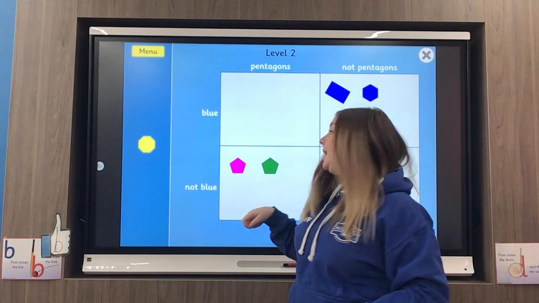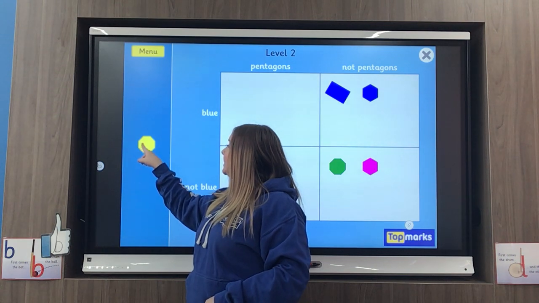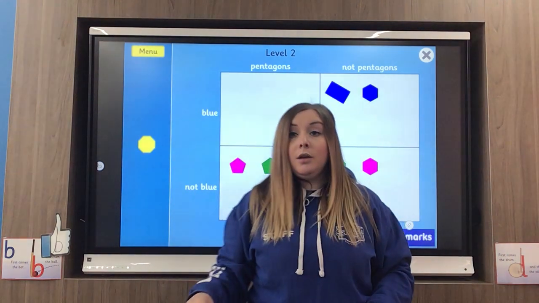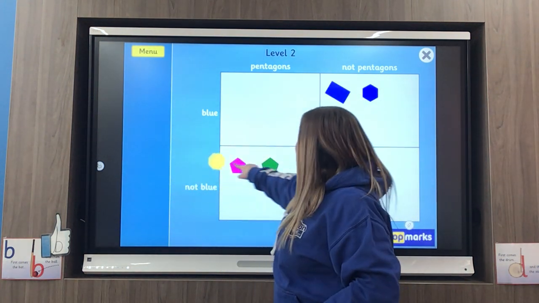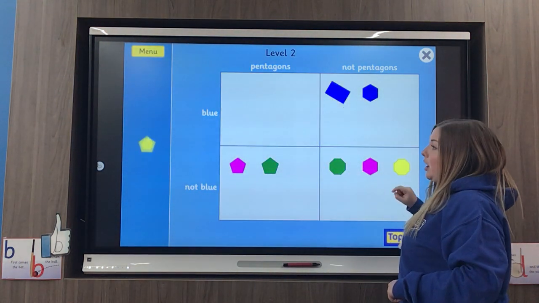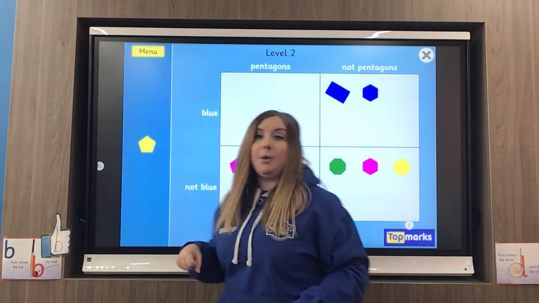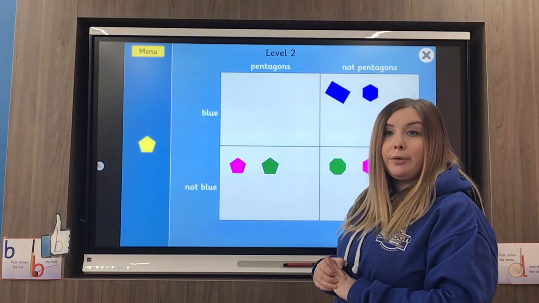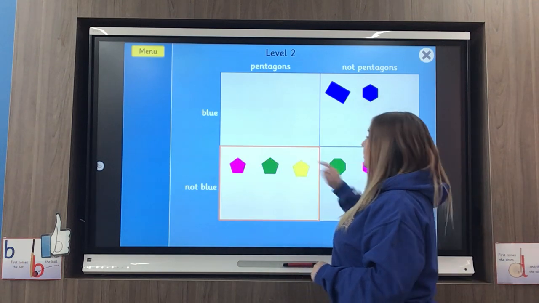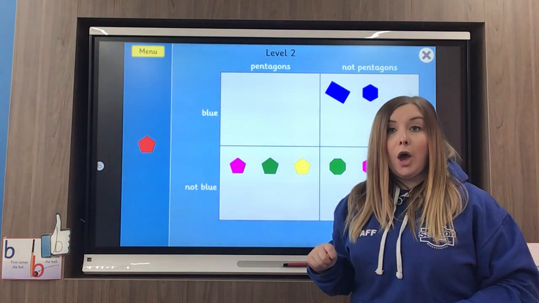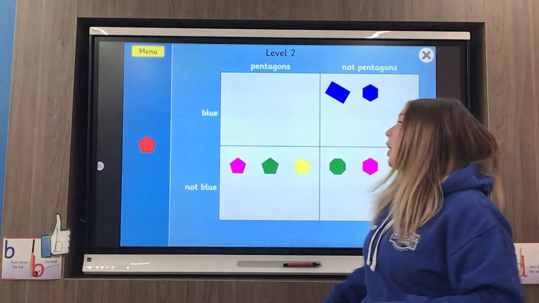We'll do 2 more, I think. So this one's got 1, 2, 3, 4, 5, 6, 7, 8. 8 sides. Is an 8-sided shape a pentagon? No, it's not. And is it blue? No. Last one then. So we've got 5 sides and it's yellow. Where would it go? 5 sides, which makes it a pentagon, but it's not blue, so it would go there. Okay, don't worry, I will send this link out for you so that you can play along at home as well.